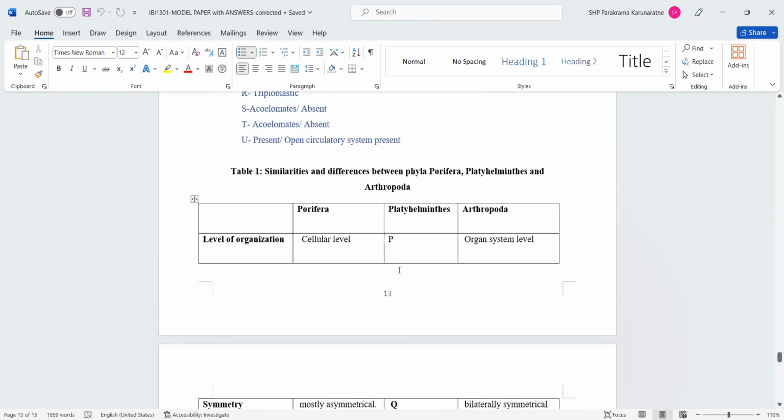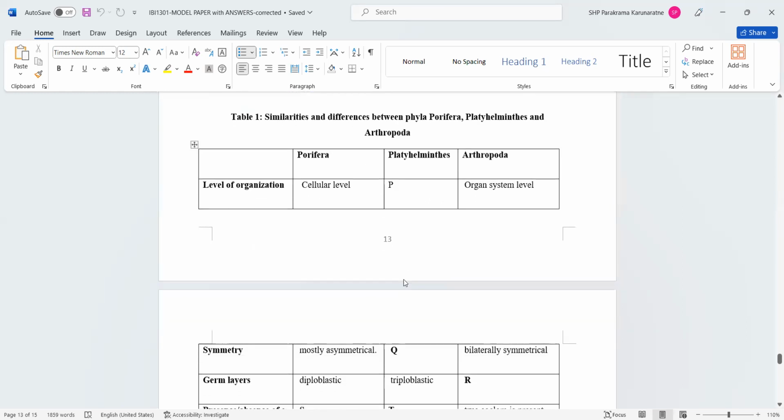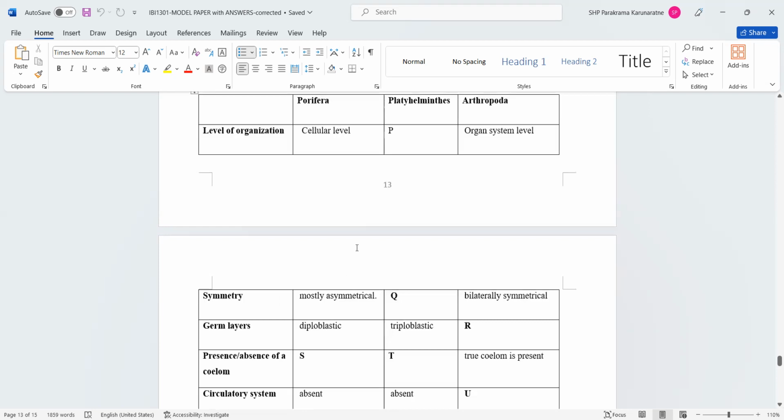In Coelenterata, you can't find organ system level, and it is still cellular level that happens in most things. And then organ systems you can't identify in Coelenterata. Nematoda you can identify, and Mollusca you can identify system level, and Arthropoda you can identify, and next level Echinodermata you can identify. Right?